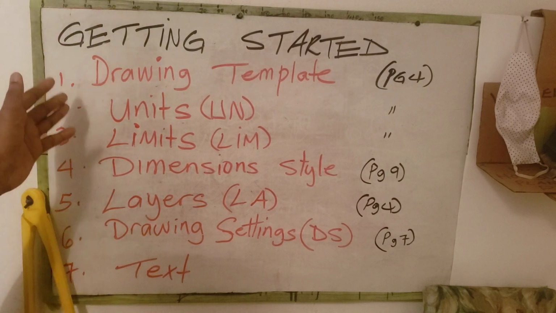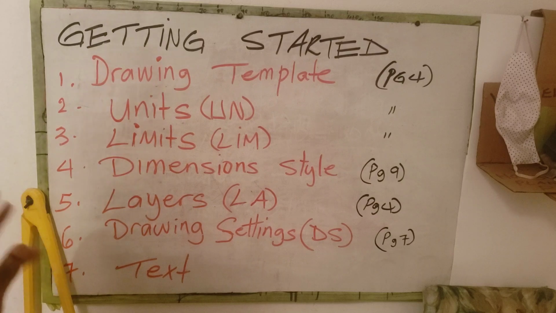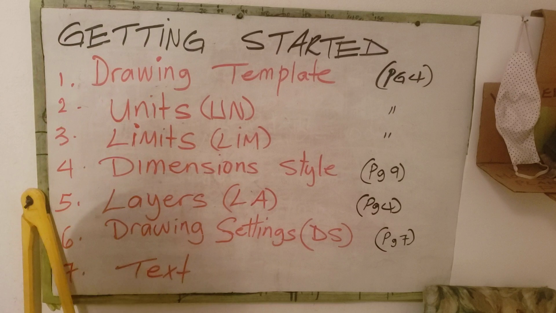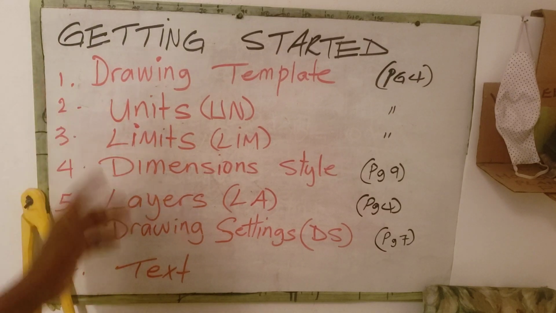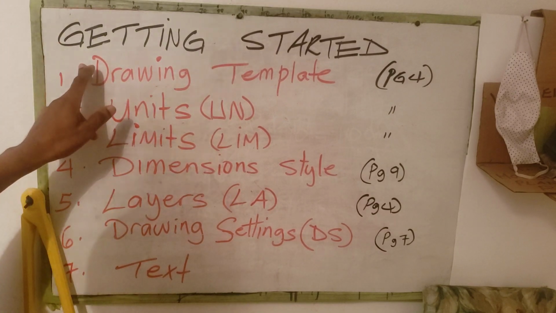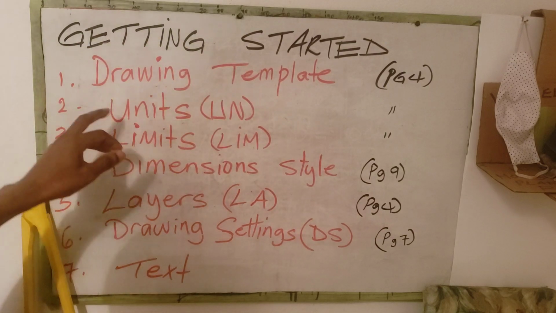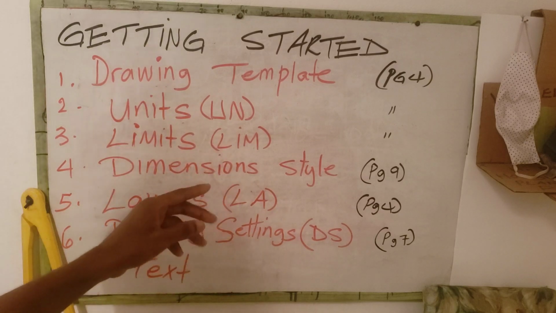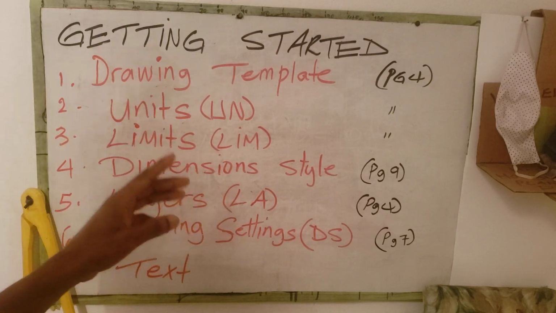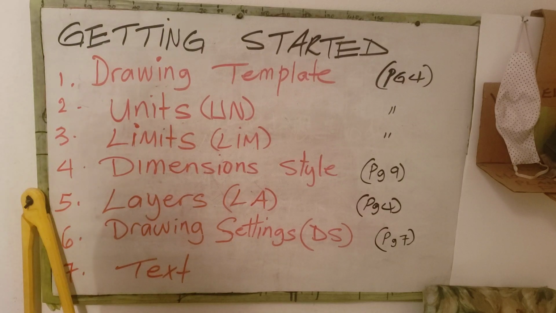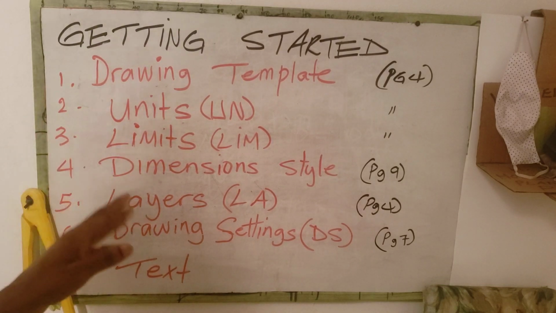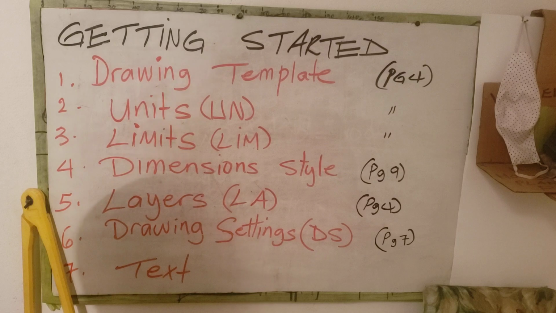Again, these are the seven things that you must set up for you to effectively draw. Once these are done, you are set, you are good to go. Again, drawing template, AutoCAD ISO, unit, millimeters, limit, 300 by 300 for plain and solid, 10,000 by 10,000 for building drawing. Dimension, layers, you need 5 or 6 basic layers. For building drawing, you will need a lot more.